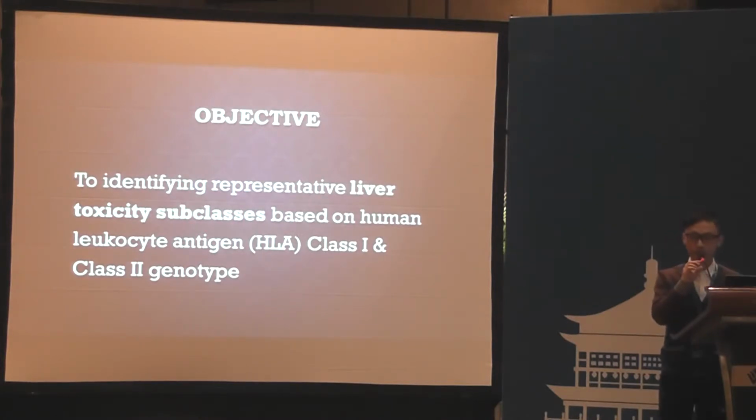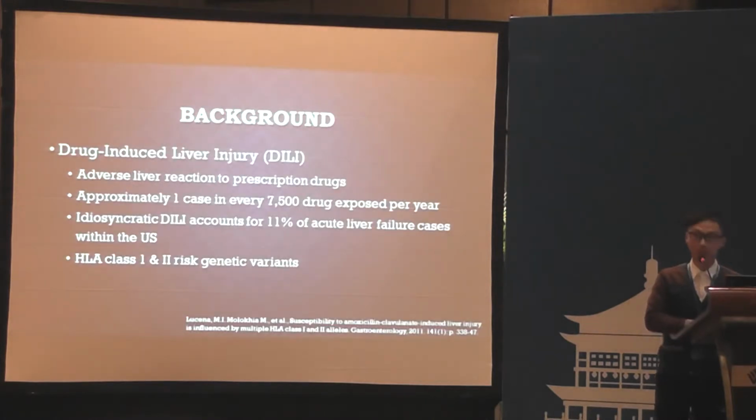So the objective of our project is to identify the representative liver toxicity subclasses based on the human leukocyte antigens class 1 and class 2 genotype. And so here's the background.